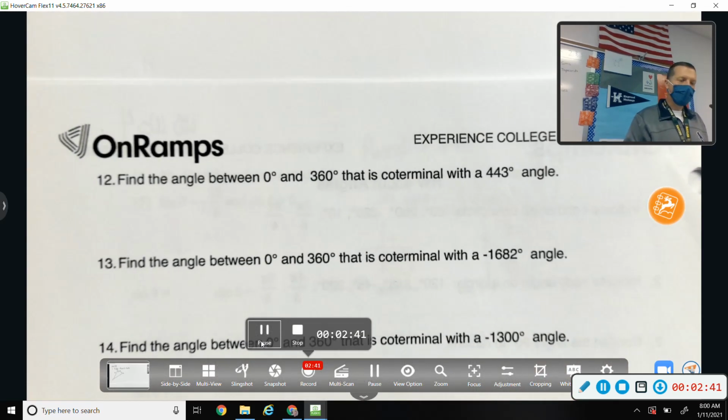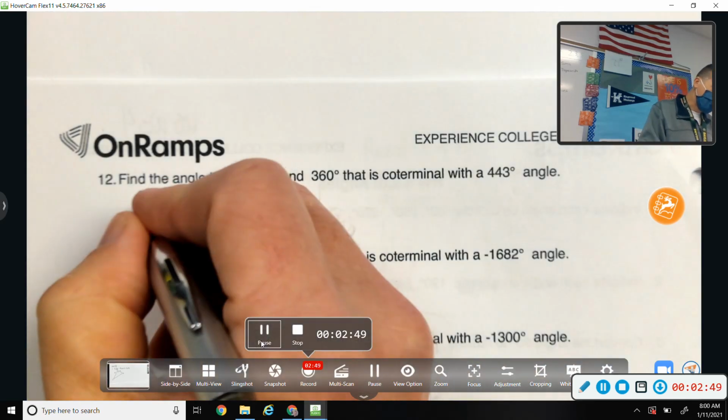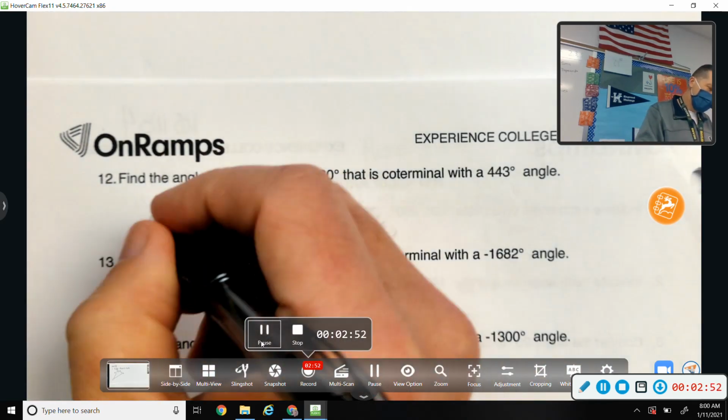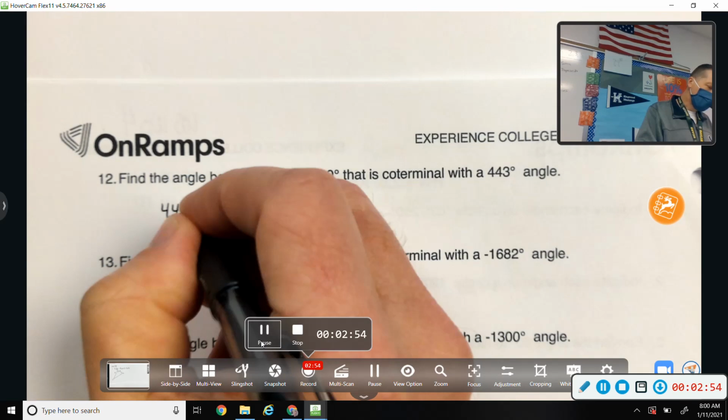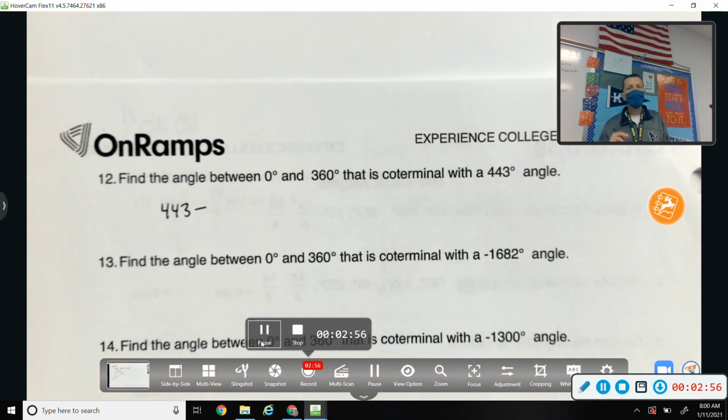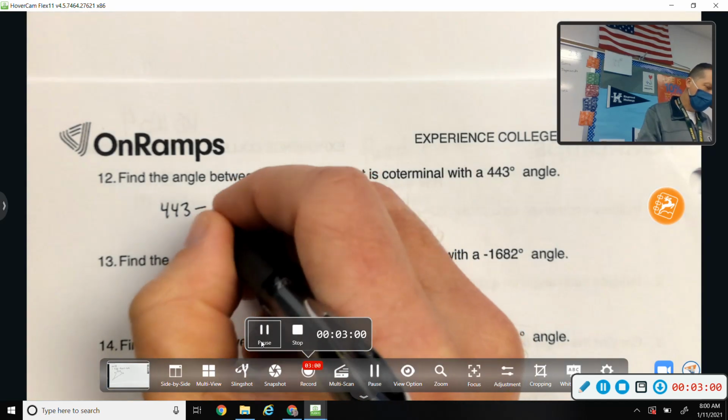Let's look at number 12. Find an angle between 0 and 360 that is coterminal with 443. Let's see, 443 is not between 0 and 360. So real similar to the one we just did, except now we're in degrees rather than radians. So instead of subtracting 2 pi, I'm going to subtract 360.